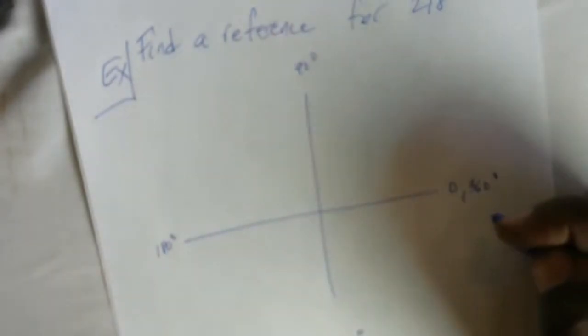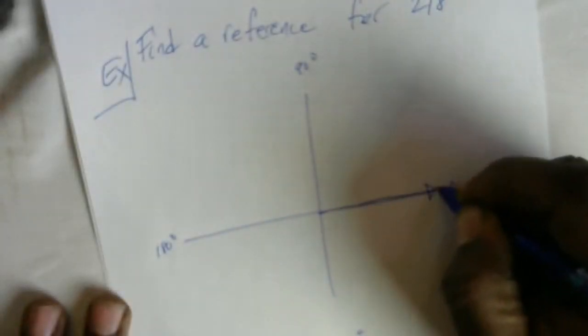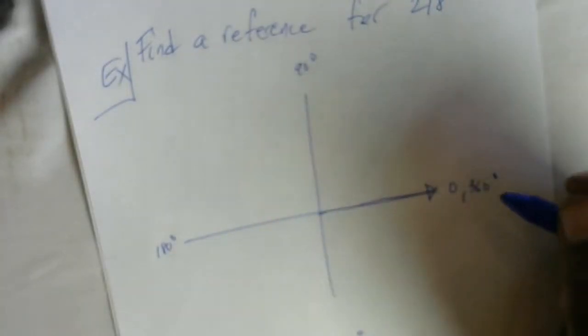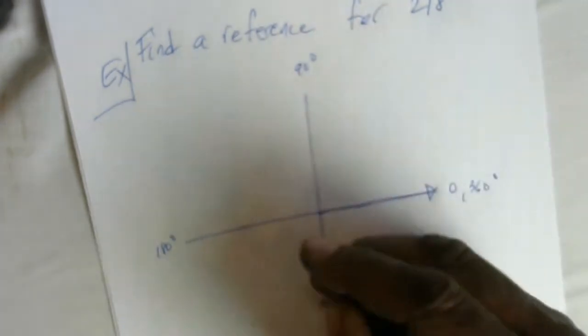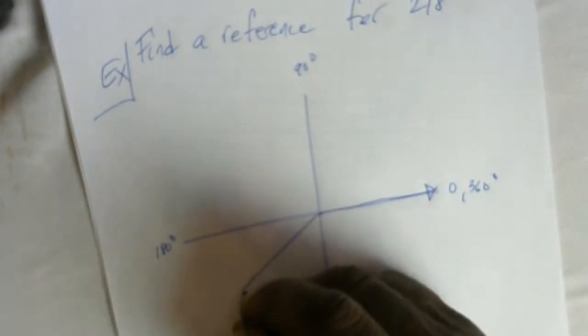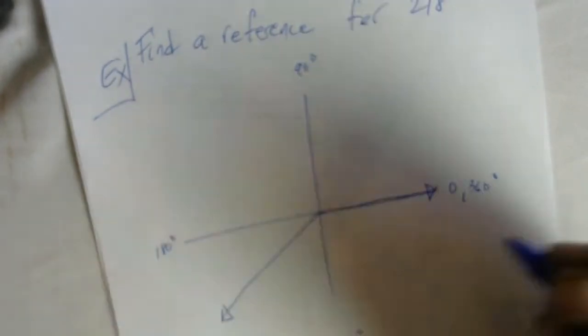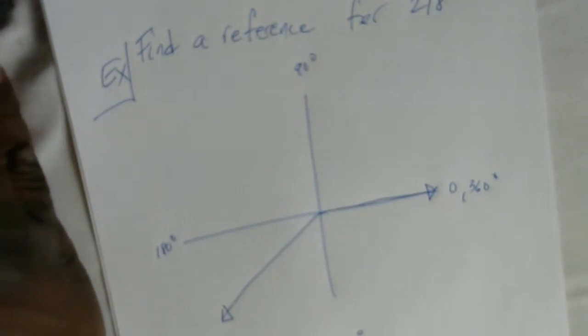the third quadrant. Remember that all of our angles are in standard position, so they start along the positive x-axis. Since I want 218 degrees, that angle should be somewhere in the third quadrant. So now how do I find the reference angle?